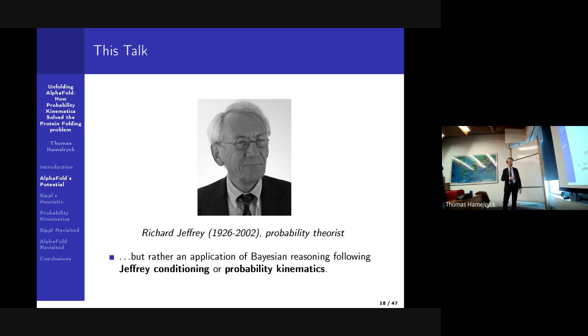And this is, of course, Richard Jeffrey. He died in 2002, so he was a philosopher of statistics, a probability theorist. He didn't come up with it. I mean, the idea was around, but he really formalized it and turned it into a thing, so to say. And it's called Jeffrey conditioning or probability kinematics. So it's Jeffrey. Don't confuse it with Jeffreys, who is, of course, the very famous pioneer of Bayesian statistics in the first half of the 20th century.